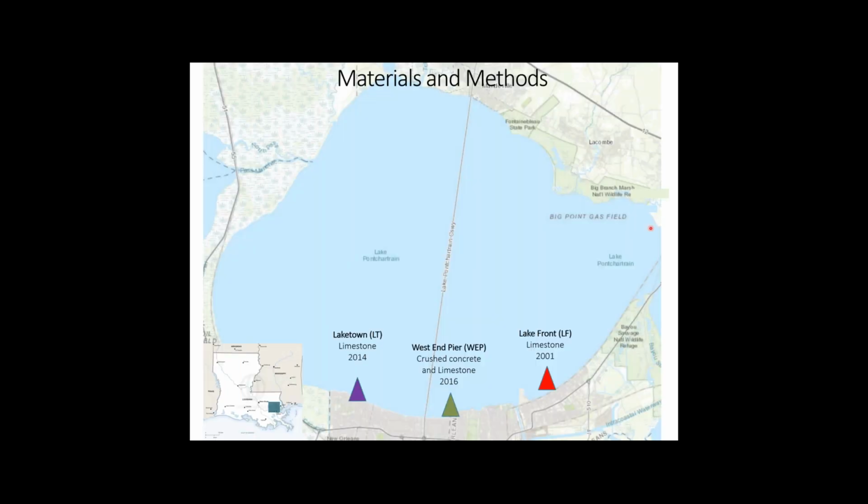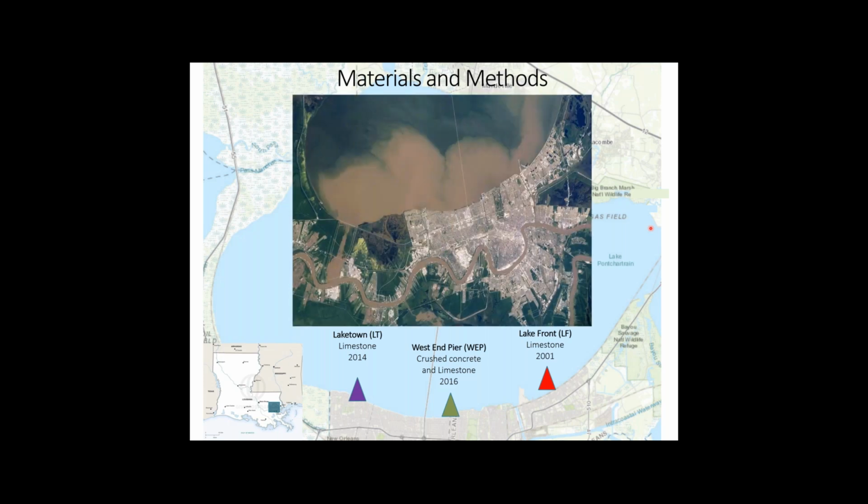Because we increased our sampling, we decreased the number of reefs which we analyzed for this part of the study. So we had 3 reefs on the south shore: Lake Town, West End Pier, and Lakefront. These are limestone and crushed concrete reefs. And again, we chose these reefs because, based on previous satellite images of the opening of the spillway, we knew that there could be substantial impacts there with increased fresh water and increased sediment in these environments. So that's why we focused on these 3.